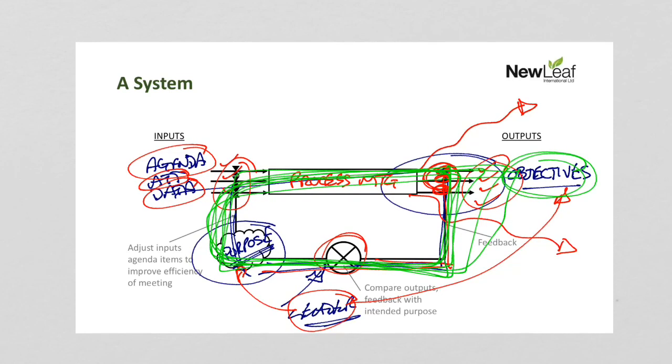So if you see meetings as a system, you see them as something completely different that can be controlled, managed, and be much more effective than many meetings that we may have attended in the past.